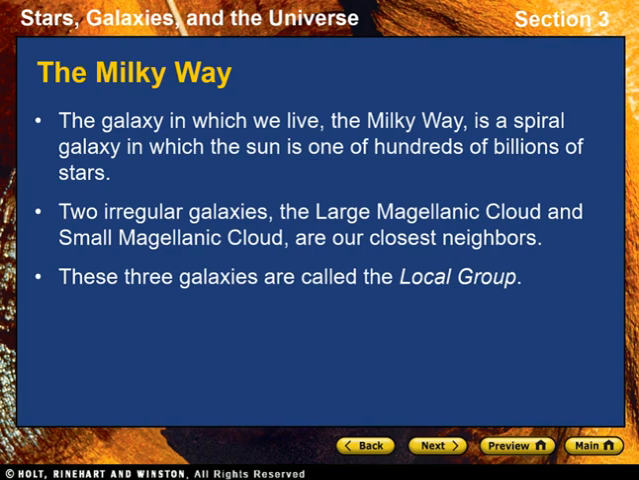Two irregular galaxies, the Large Magellanic Cloud and the Small Magellanic Cloud, are our closest neighbors. Even so, these galaxies are each more than 170,000 light-years away from Earth. Within 5 million light-years of the Milky Way are about 30 other galaxies. These galaxies and the Milky Way galaxy are collectively called the local group.